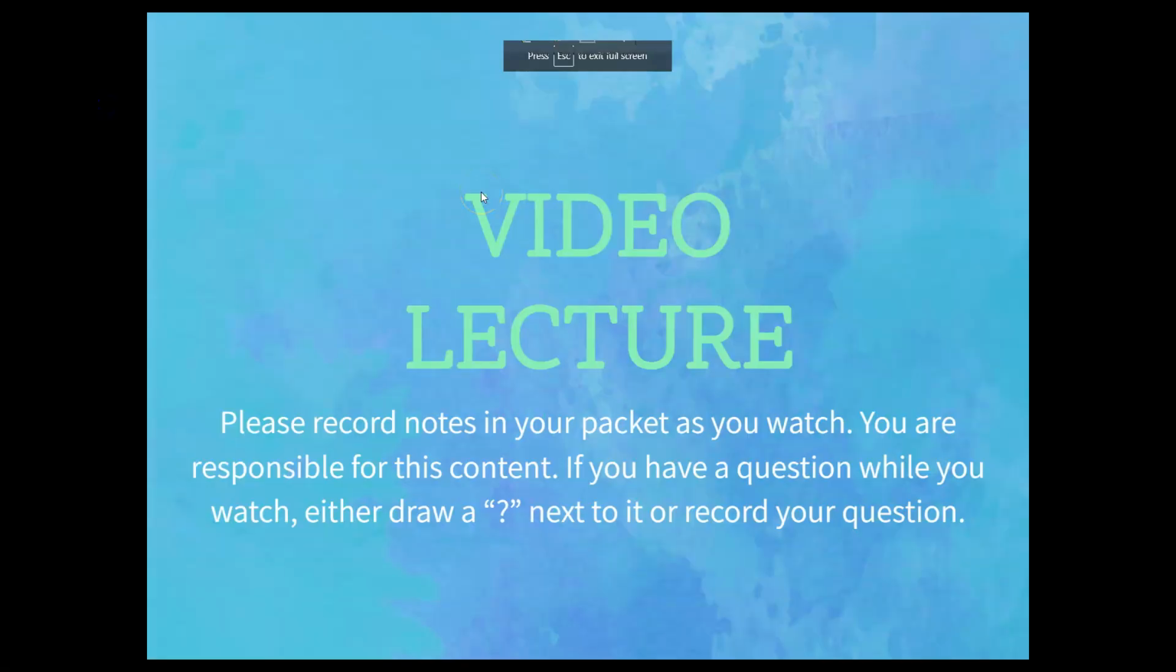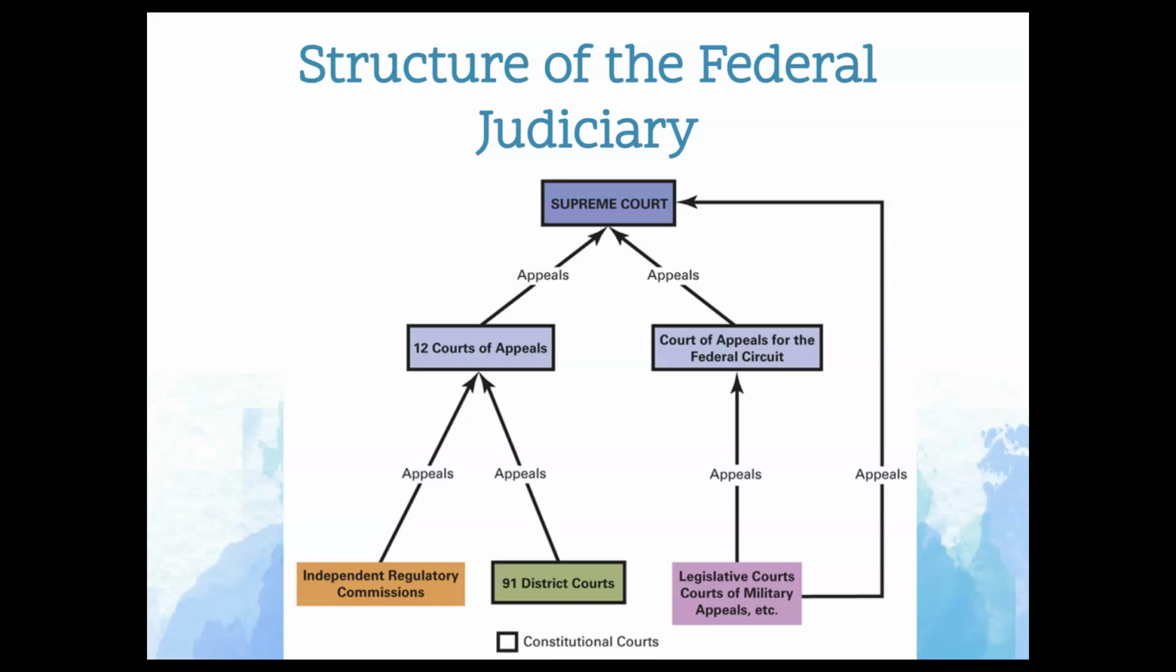Hey everybody! Today's video lecture is going to be looking at the structure of the federal judiciary. Here we have a diagram of the federal structure. I want you to notice that it's three distinct levels: the Supreme Court at the top, the courts of appeals, and then at the bottom, district courts. Specifically, the courts created by the Constitution are the ones outlined in this dark black box. Notice at the top sits the Supreme Court, and underneath it the courts of appeals and then district courts.